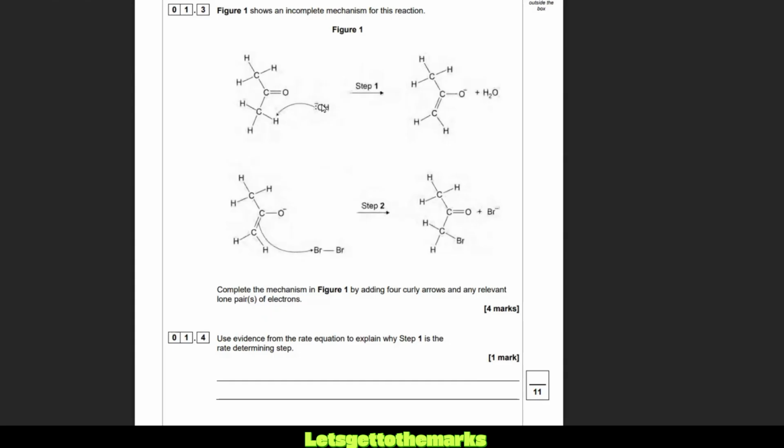We have propanone, we have a hydroxide ion, we have step 1. Then we have step 2. You can see bromine, a pair of electrons going from that double bond to the bromine, and that is step 2. Complete the mechanism in figure 1 by adding 4 curly arrows and any relevant lone pairs of electrons. That's 4 marks. Let's go. Pause the video, scribble it down on paper, then unpause and see if you got it right.